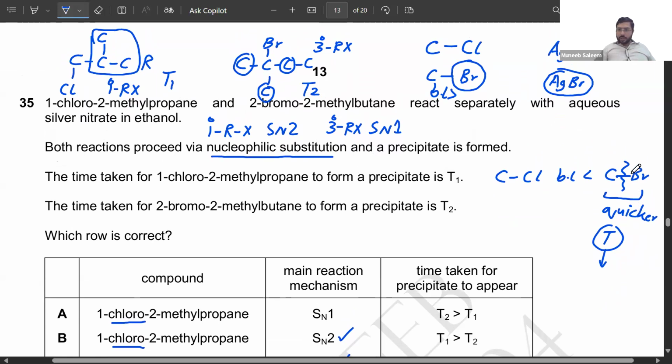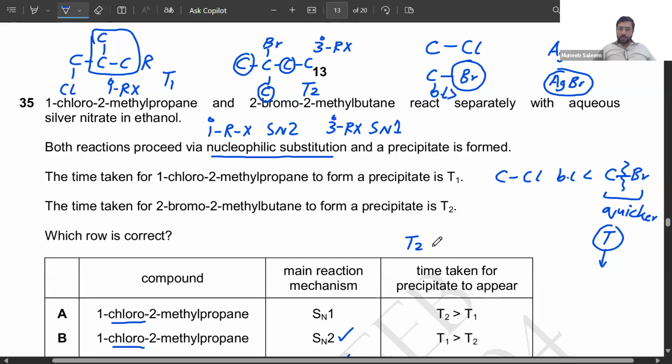So the Br time should be smaller. It should be smaller. The Br time is basically T2 time. So we can say that the T2 time, the time taken for the precipitate to form, should be smaller, which means it is giving a quicker reaction. So T2 time is smaller than T1 time.